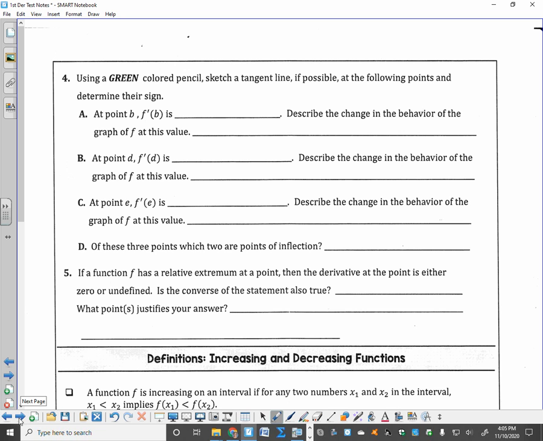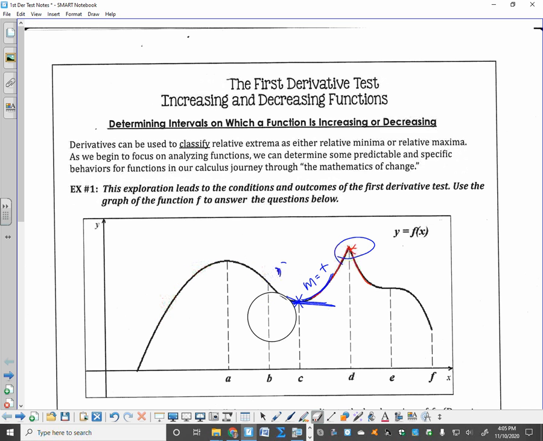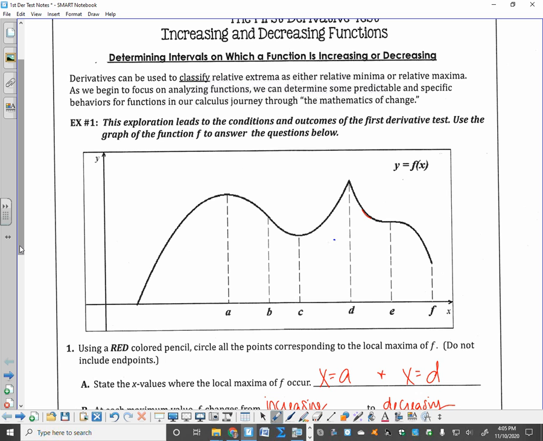Using a green colored pencil, sketch the tangent line, if possible, at the following points and determine their signs. Again, I'm going to stay on the graph, but I'm going to read this section and let you fill it in as we go. I'm going to erase what we have so far, and I don't have green, I have purple. It wants the tangent line at point B. So here would be B, so the tangent line would do something like that if I could draw well. So f prime of B would be negative. That's a negative slope.